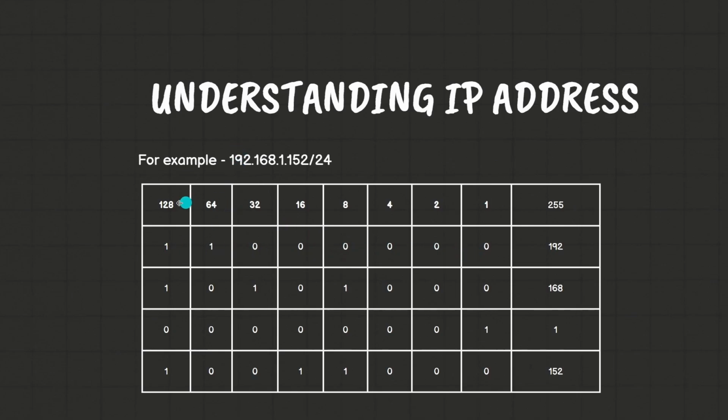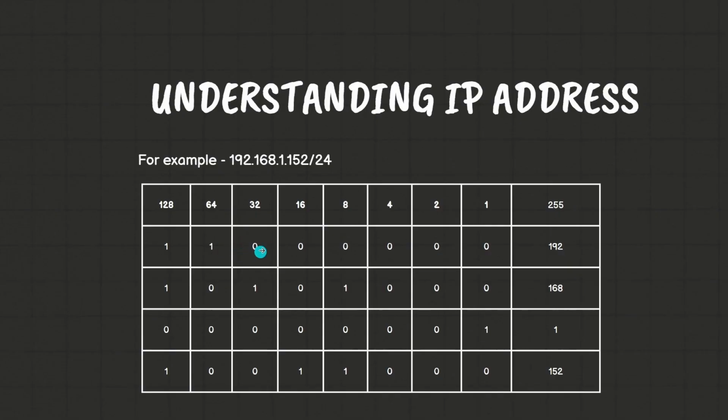There are some numbers in the front row also, like 128, 64, 32, 16, 8, 4, 2, 1. What is the similarity between them? So the similarity between them is that they are related to the number 2, which is binary. Binary consists of only two digits, zeros and ones.